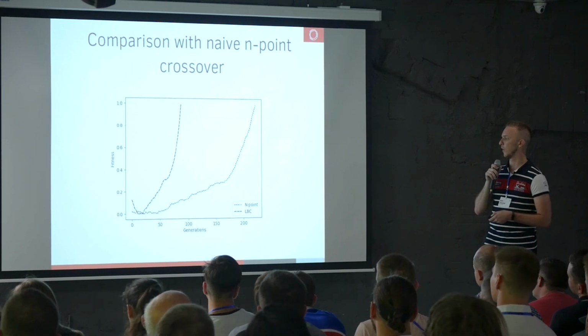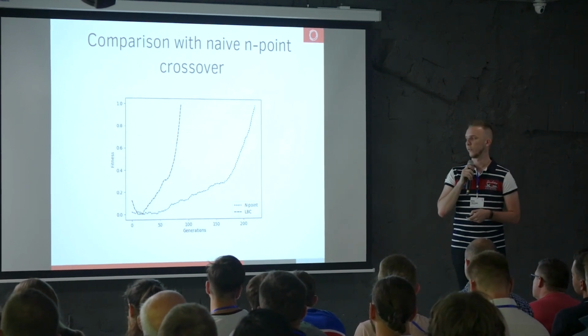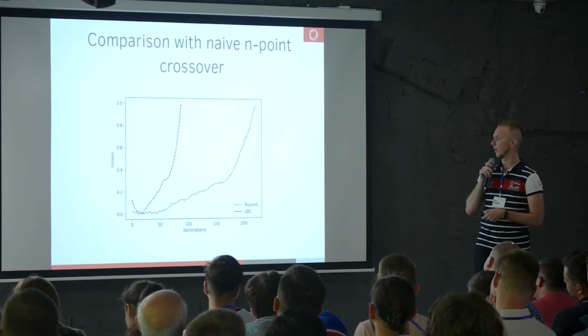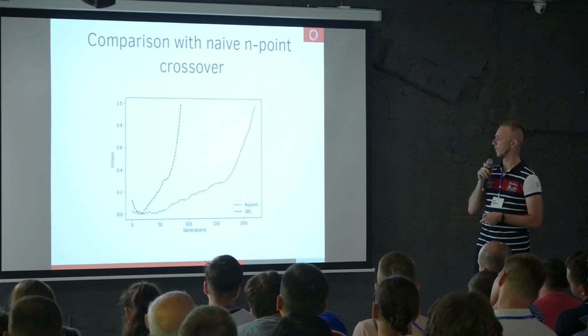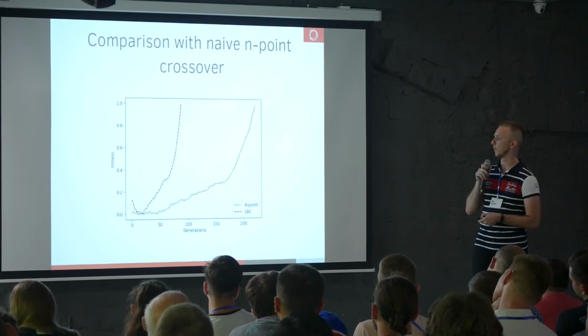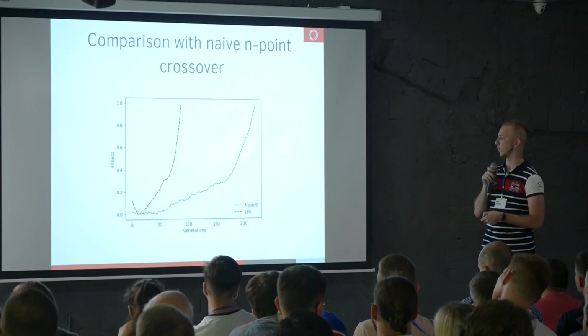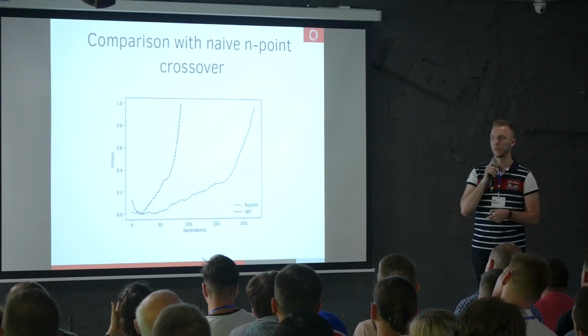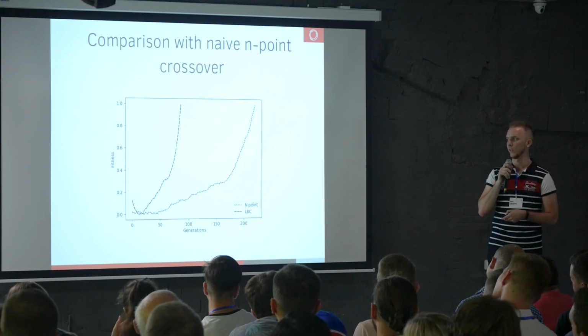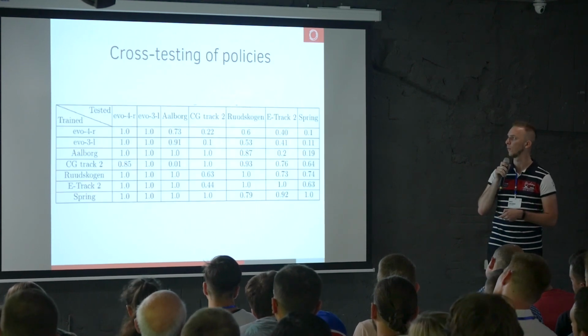Also, here's a comparison on the first track of how it evolves. Here's a comparison of endpoint crossover and the fitness, normalized from 0 to 1. As you can see, my algorithm converges much faster, about 5 times faster convergence achieved.